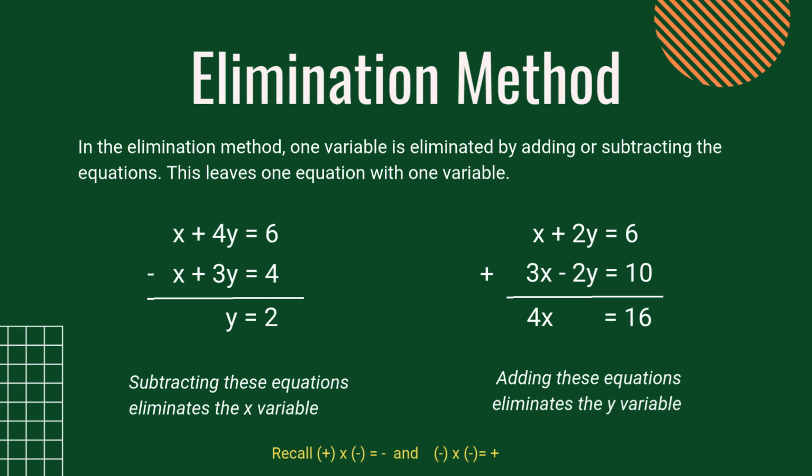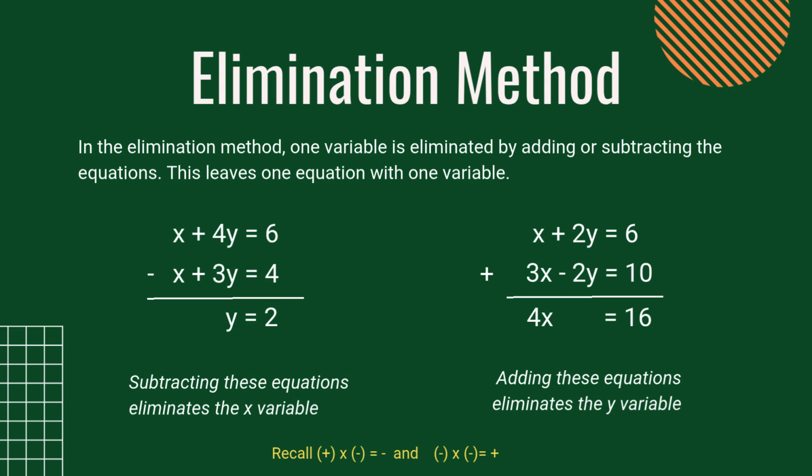Now, let's look at the second example. You have x plus 2y equals 6 and 3x minus 2y equals 10. If you observe very well, you see that the y variable has 2y at the top and minus 2y at the bottom. This is where it gets tricky. Don't go and subtract the 2y at the top from the 2y at the bottom. Always take note of the negative sign. Because 2y minus 2y is actually 4y.